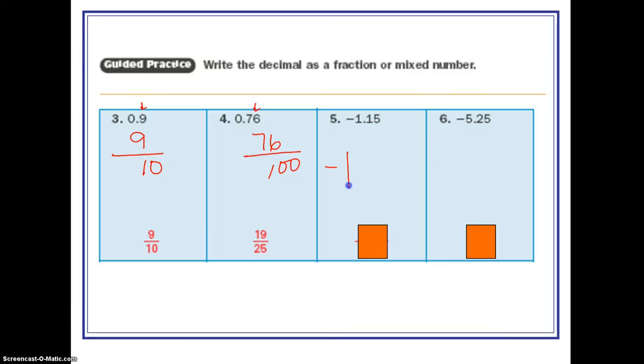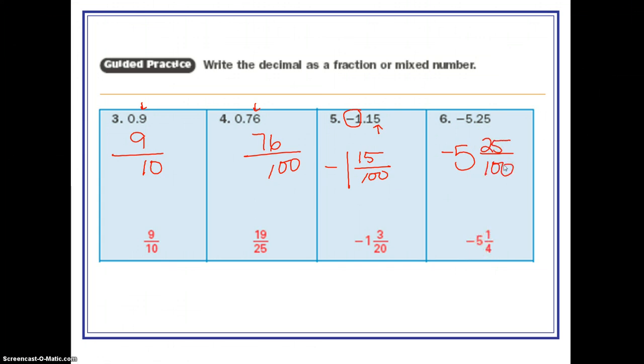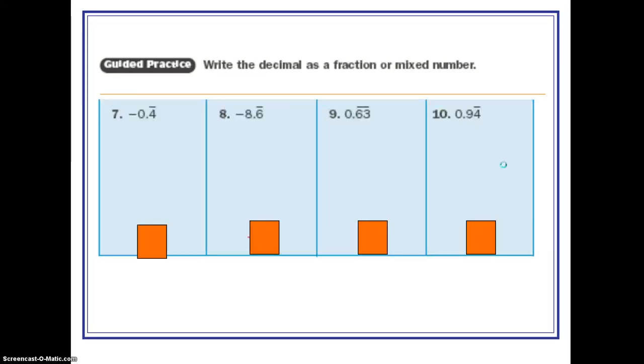Number 5 is a mixed number. I knew this because there's a number before the decimal point. Negative 1 over 15, and then this is the hundredths place. Simplify it. Negative 1 3/20ths. Number 6, this is a mixed number. 25 over 100. Definitely simplifies to negative 5 1/4. We are not doing 7 through 10.